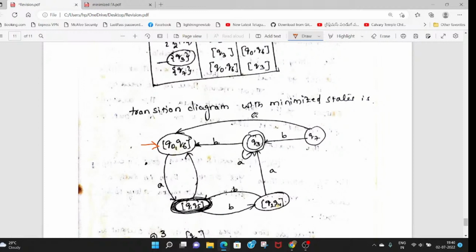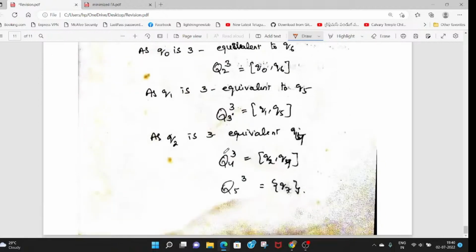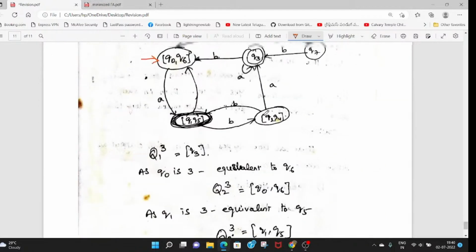Now we should not think that for every problem we get a minimized finite automata. Sometimes we can follow the same procedure and we cannot reduce the finite automata. That means the given finite automata itself is a reduced finite automata. Okay, so this is the minimization of finite automata by using a general method.